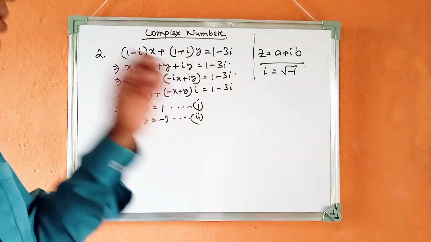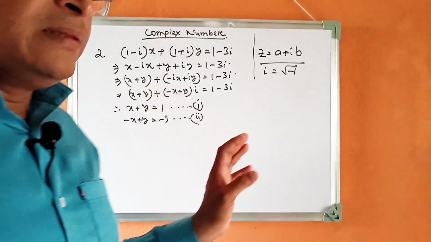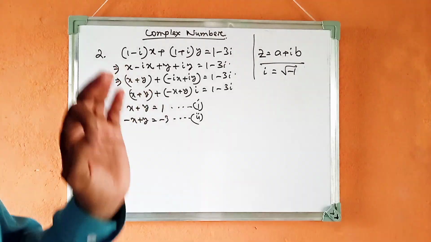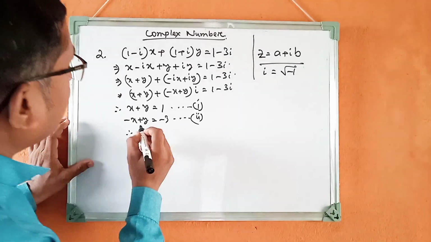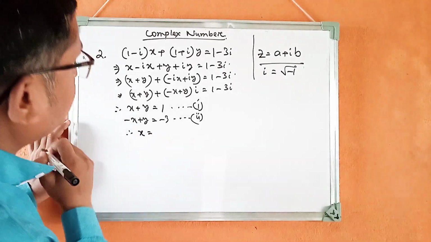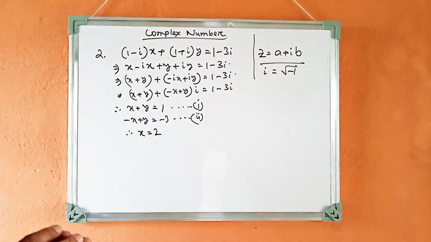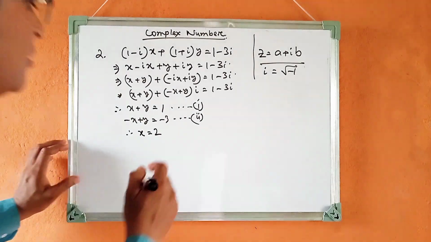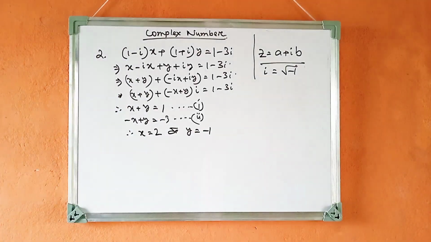Then imaginary part equal to imaginary part, that is minus x plus y equal to minus 3. We get equation number 2. Now solving these two simultaneous equations by any method, we get x equal to 2 and y equal to minus 1. See carefully, we get x equal to 2 and y equal to minus 1. Clear everyone? Okay.